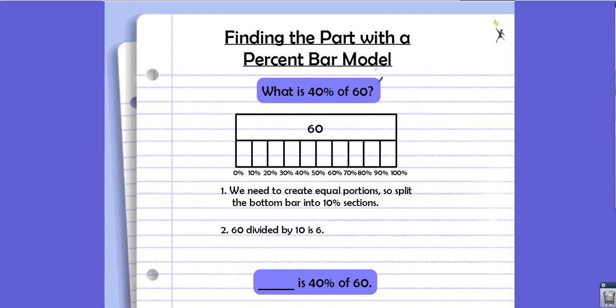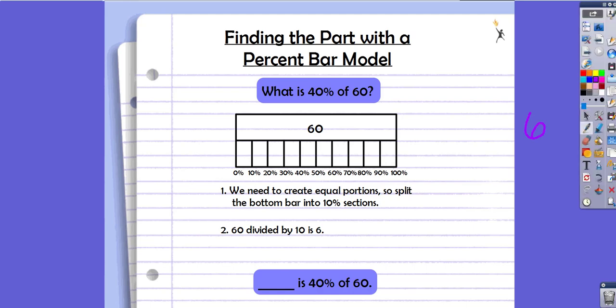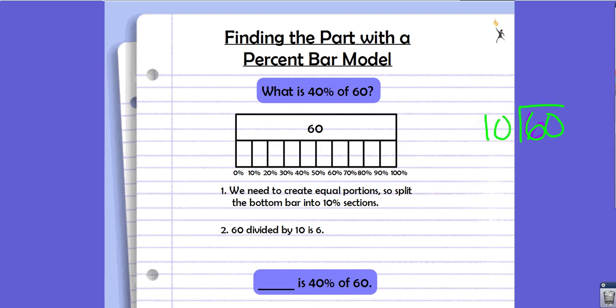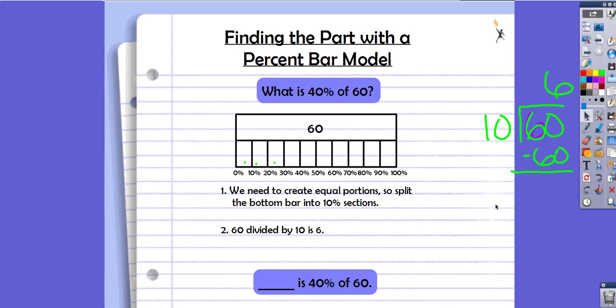So I'm going to be taking my total amount, which was 60, and I'm going to be dividing it by 10 so that I can figure out how much each one of these little pieces is worth. So let's go ahead and get that started. If I have 60 and I divide it into 10 pieces so I can figure out how much each one of these will be worth, I know that 60 can be divided by 10 6 times, which means that every single piece inside here is 6, because 60 divided by 10 is 6.